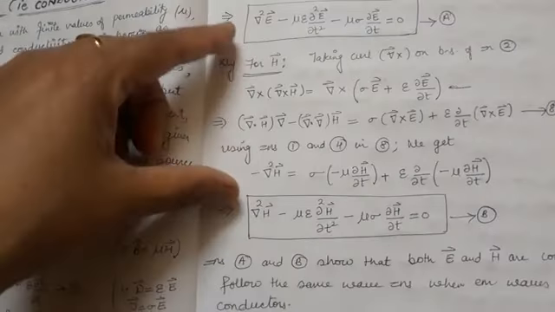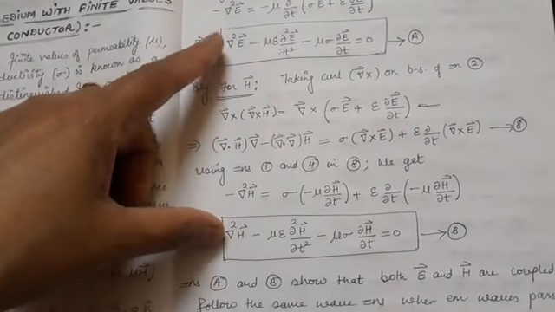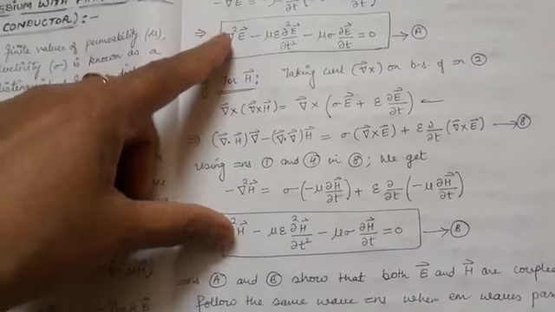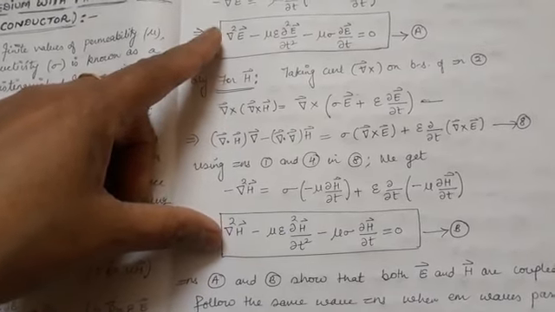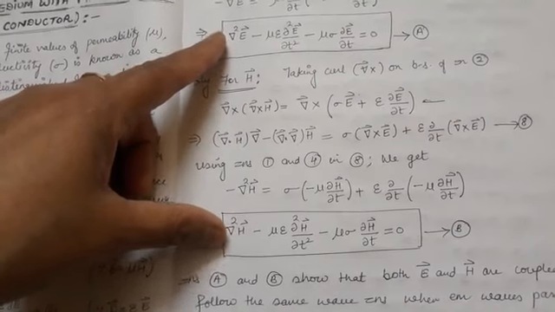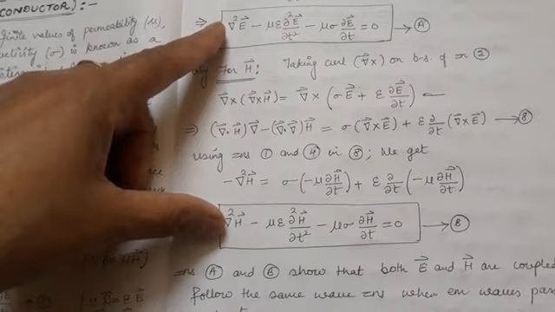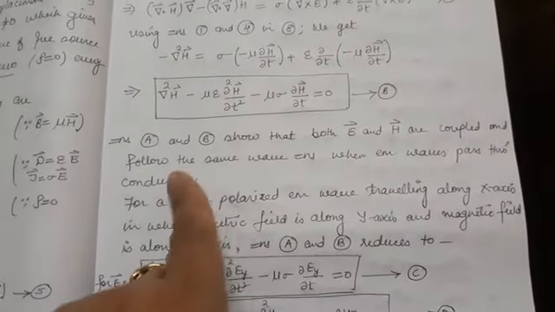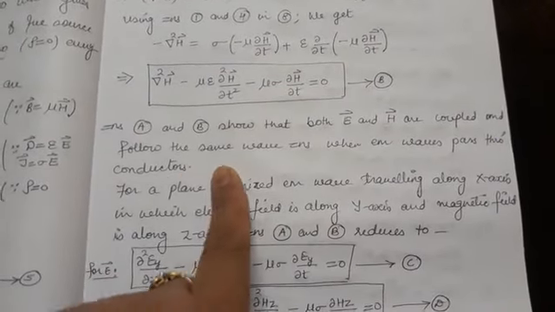So you can now compare equations A and B. You can see over here both E vector and H vector are following a similar type of equation, which is the wave equation of the electromagnetic wave for electric and magnetic fields when the electromagnetic wave passes through the conductors. So equations A and B show that both E vector and H vector are coupled and follow the same wave equation when the electromagnetic wave passes through the conductors.